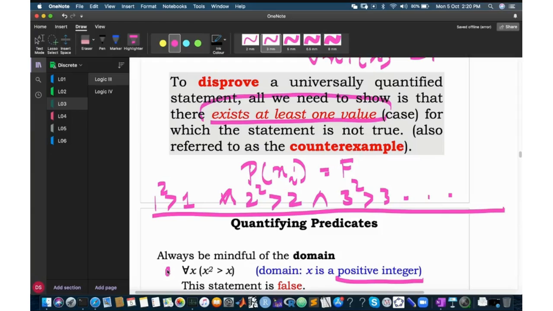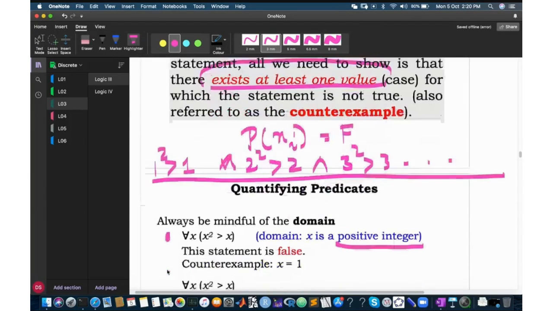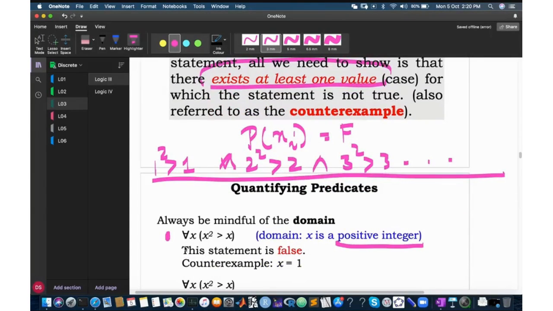So for example, if you only use the AND operator, you can't write this statement because this is an infinitely long statement. But if you use the universal operator, you can write: for all x, x square is more than x, and x is a positive integer. So this is a simple language to write the same thing. Does it make sense? Yes, sir. Thank you. Awesome. Good. Great.